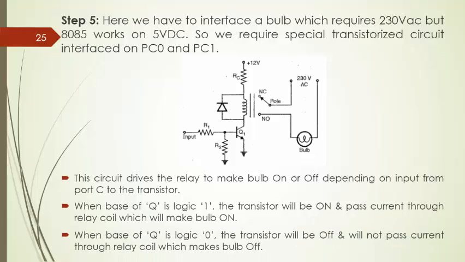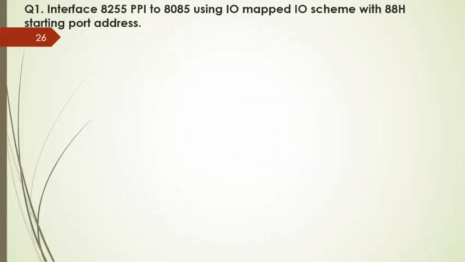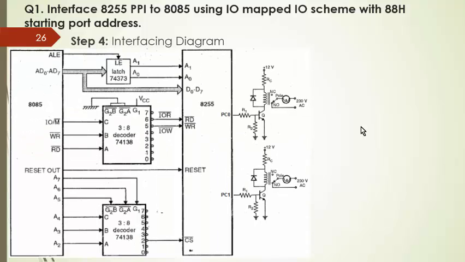So this circuit drives the relay to make the bulb on or off depending on the input from port C to the transistor. When the base of the transistor Q is logic 1, the transistor will be on and pass current to the relay coil, which will make the bulb on. And when the base of the transistor Q is logic 0, the transistor will be off and will not pass current to the relay coil, which makes the bulb off.